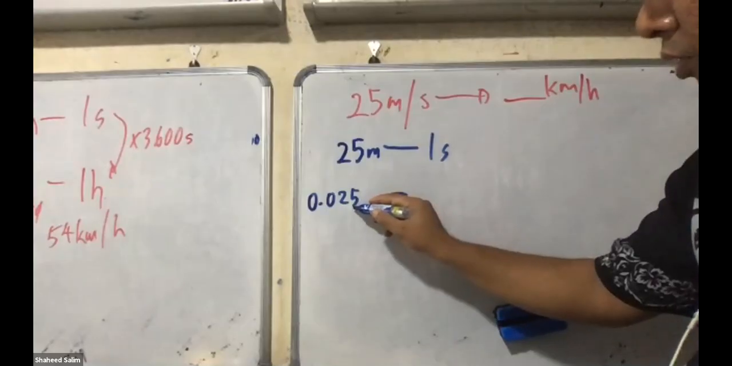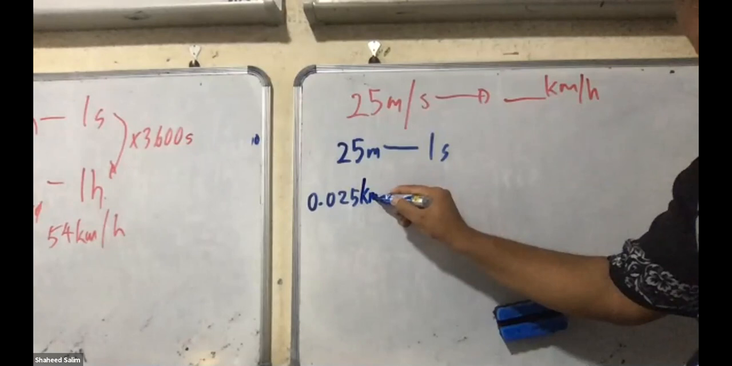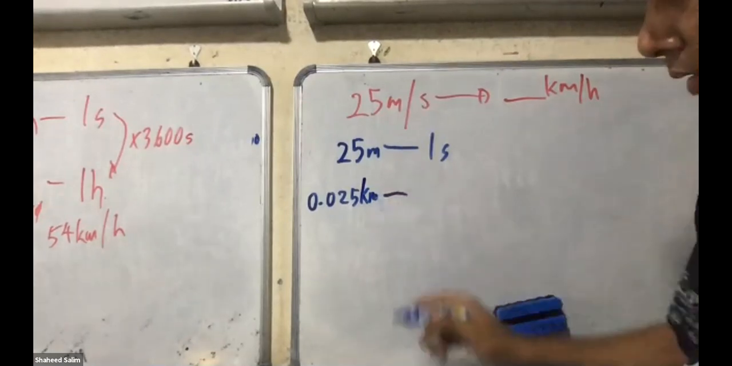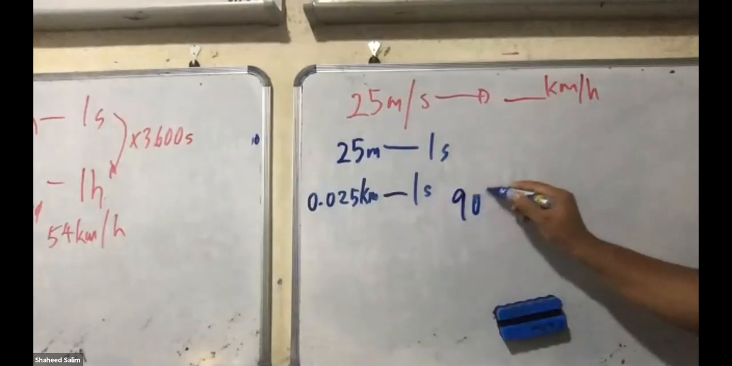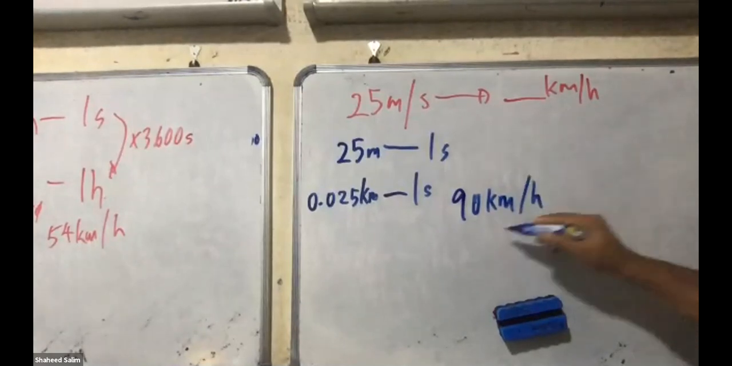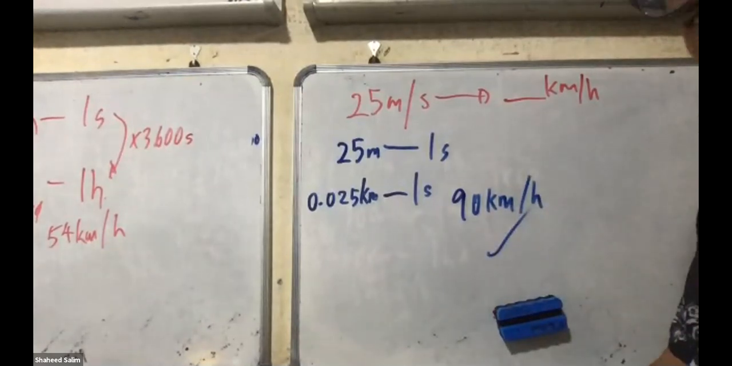Hold on. 0.025. Is it km? Okay, this is 1 second. 90 kilometers per hour. 90 km per hour. Congratulations.